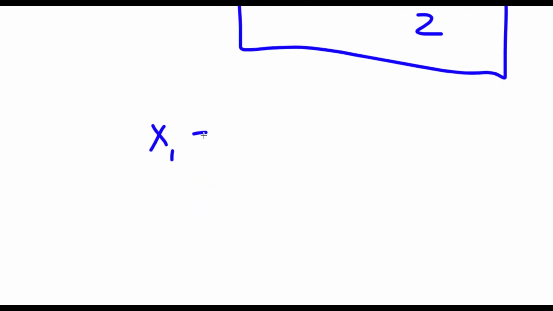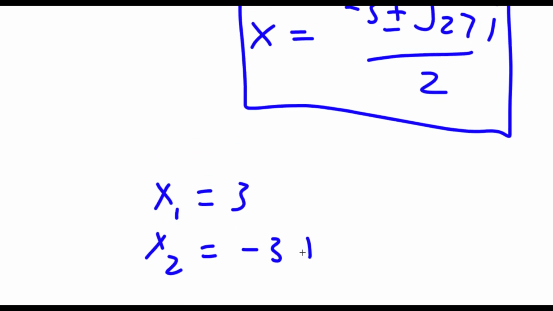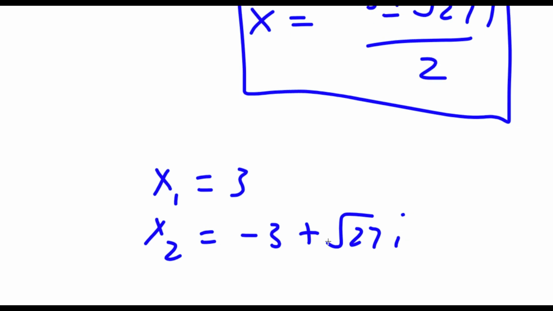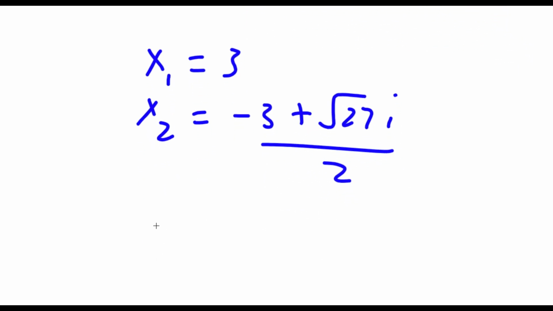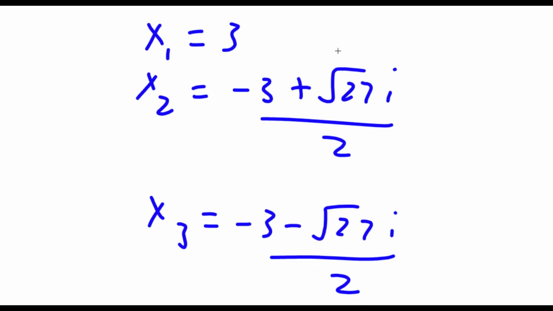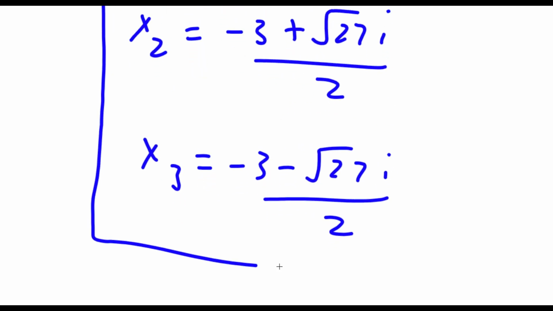So now my first solution is 3. My second solution is negative 3 plus the square root of 27i over 2. And my third solution is negative 3 minus the square root of 27i over 2. So these are my three solutions to this problem.